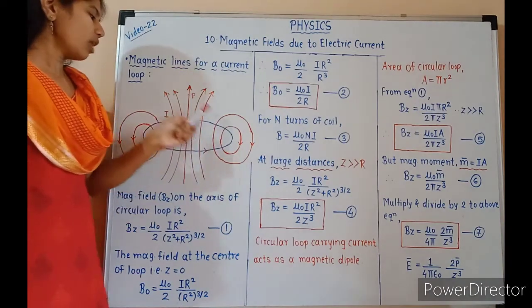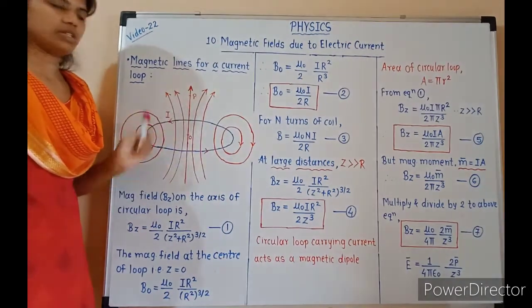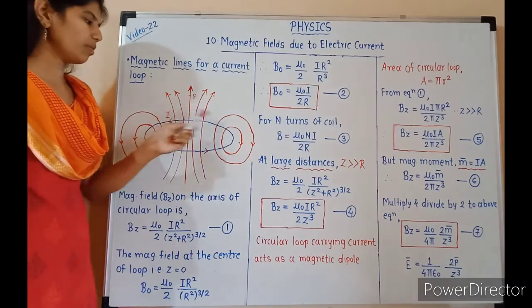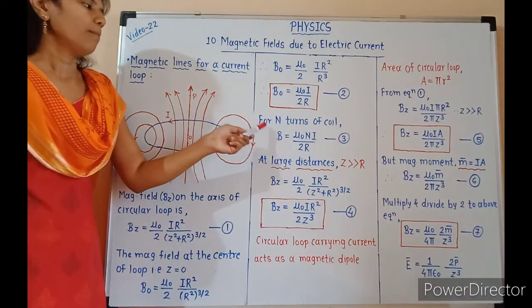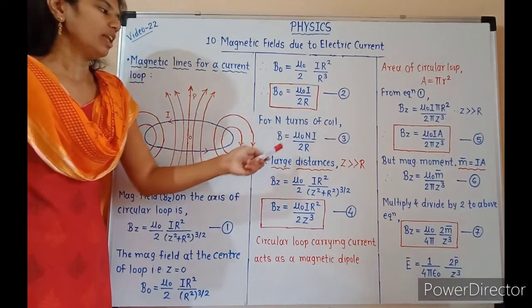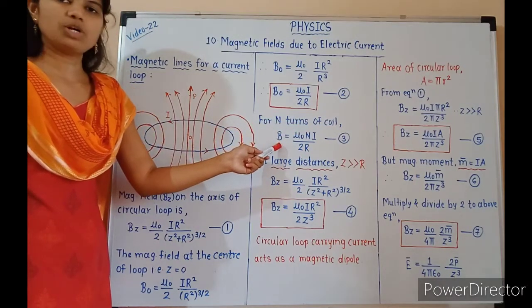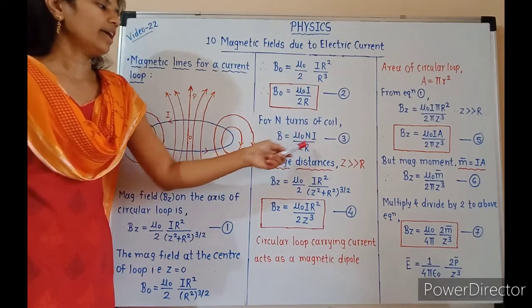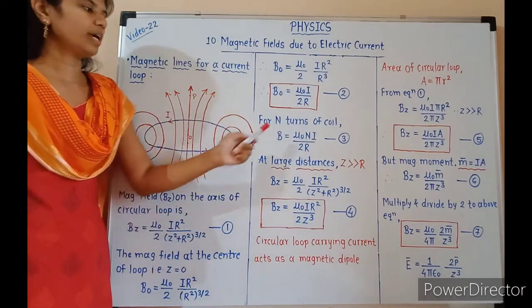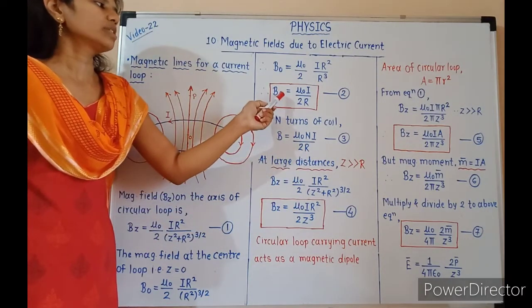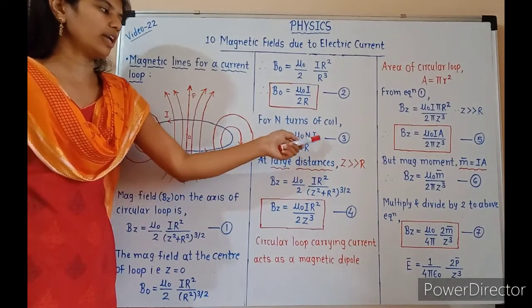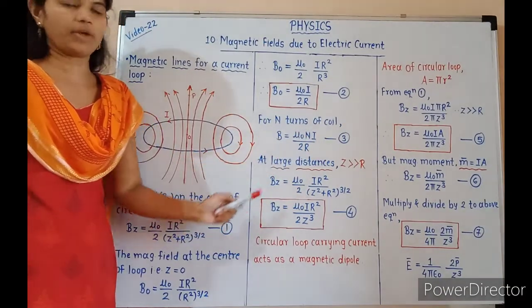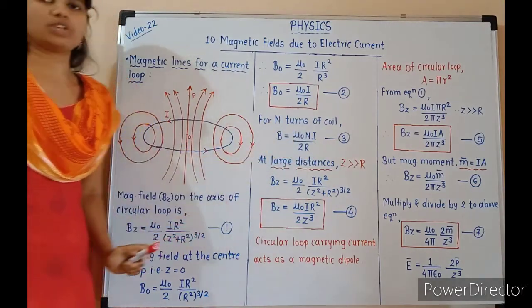Now when this coil is made up of n number of turns, then the magnetic field for n turns of coil is given by the formula B is equal to mu 0 N I upon 2R. That is, multiplying equation 2 by N, we get magnetic field B is equal to mu 0 N I upon 2R. This is your equation number 3.